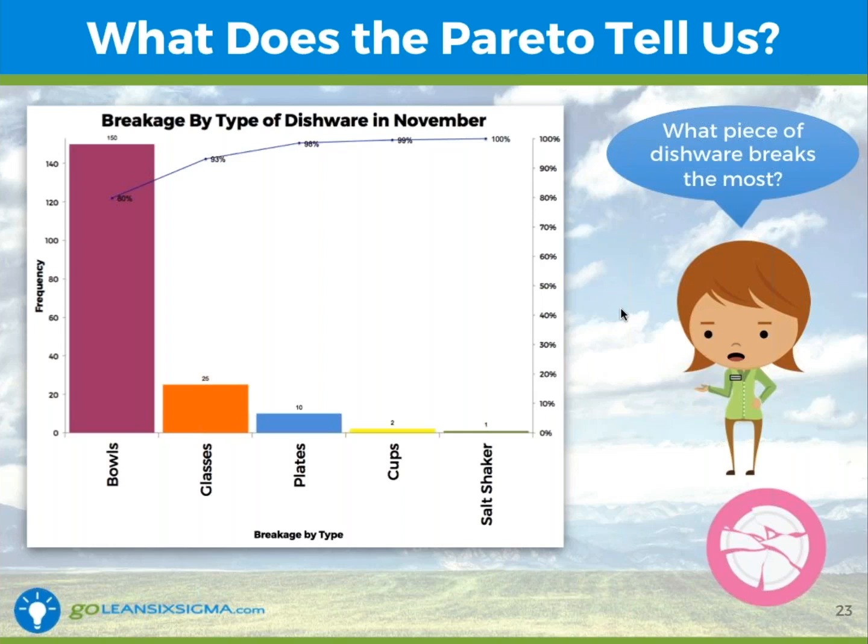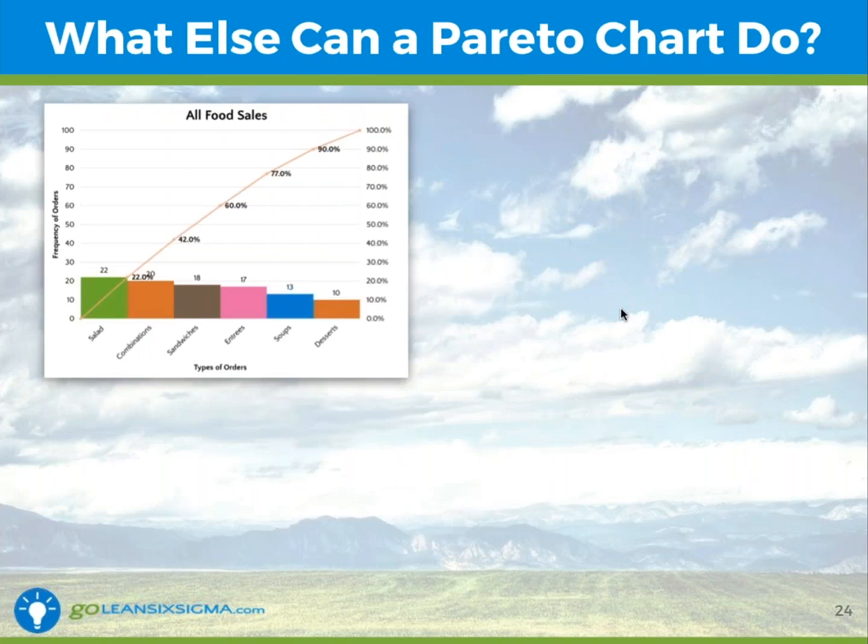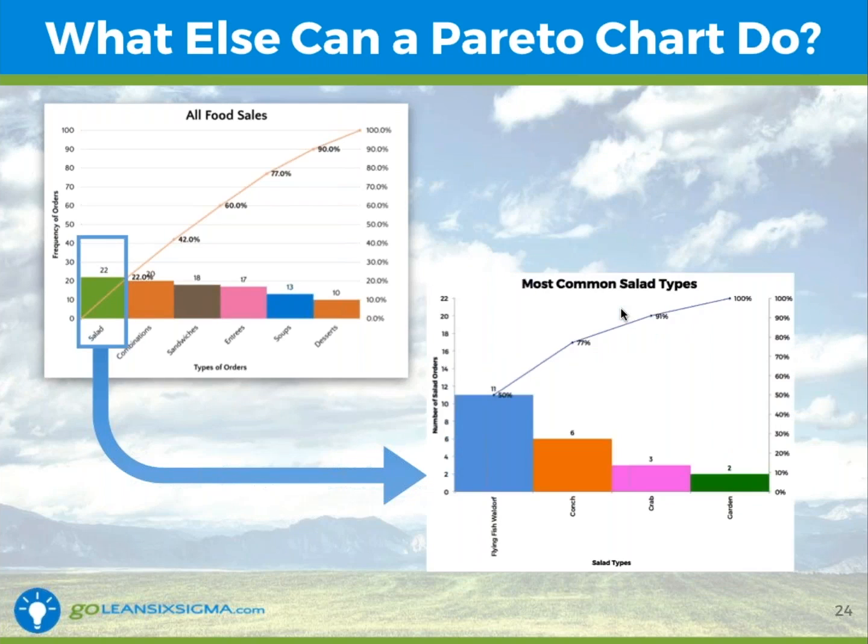So let's go back to those 100 food orders. There's 150 out of 188. So what else can a Pareto do? In this food order chart, the salads were the most common order. So it's even more helpful to the team ordering supplies to know which salads are most popular. So let's take a look. They said salads, they broke it out, and they said, well, of salads, the most popular one is the flying fish Waldorf salad. Sounds delicious.